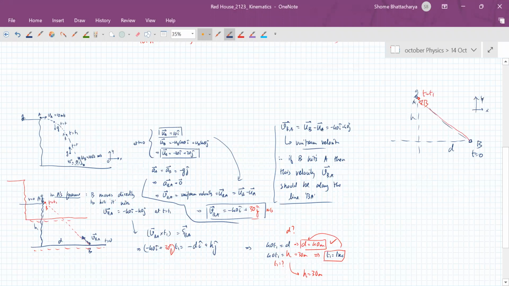Yes, sir. Thank you, sir. So A के रिस्पेक्ट में B का जो displacement है, it is going from this position initially at t equal to 0 to this. So that displacement vector has a component towards the left of D and a component upwards of H. So that is how the x component is minus D, which becomes this, and the y component is plus H. So that's what. Okay.